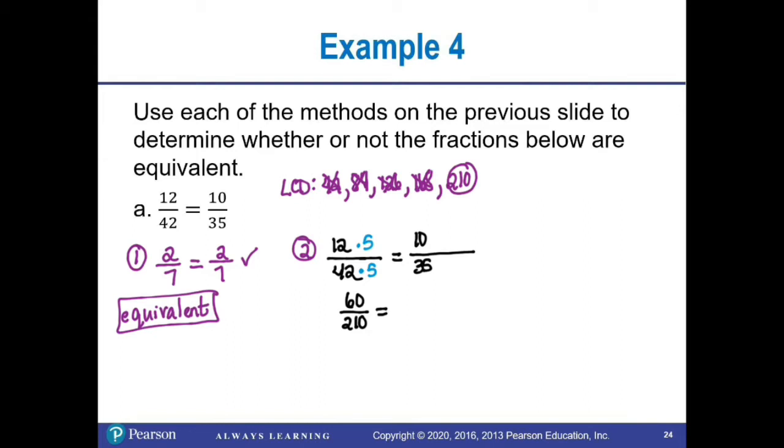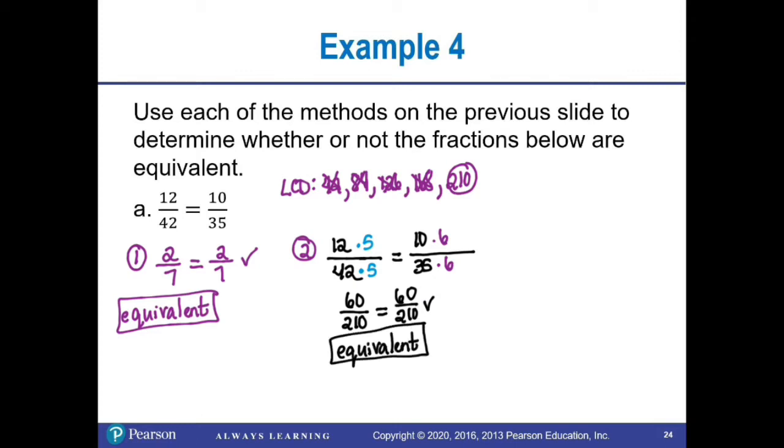Let's look at the right side. 35 times 6 makes 210. If I multiply the denominator by 6, then I also have to multiply the numerator by 6. 10 times 6 is 60, and 35 times 6 is 210. Notice again, I get the same fraction on either side of the equal sign, and so these are equivalent fractions.